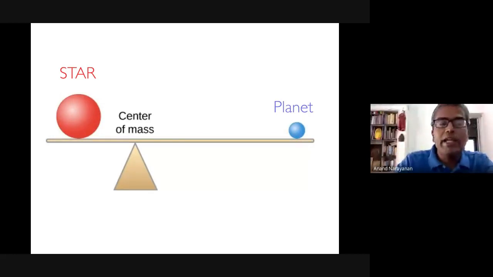For example, if you take our solar system, the Sun is about 1,000 times more massive than Jupiter, one of the most massive planets in the solar system. So since stars are much more massive than planets, the center of mass of a star-planet system will be very close to the star. Okay? Most often, it's going to be almost inside the star.